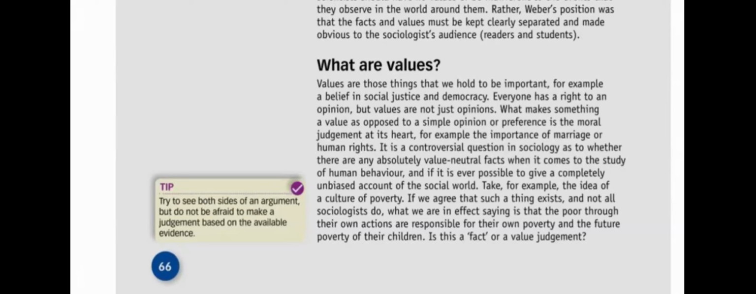So the example that they've given us is social justice and democracy. That basically means that there are a lot of people in society who believe in social justice, they believe in democracy, and they value these things, they believe that these things should be present in society. So these are not just opinions but things that holistically people think are important. Me thinking that having black shoes is important, now that's a personal value.